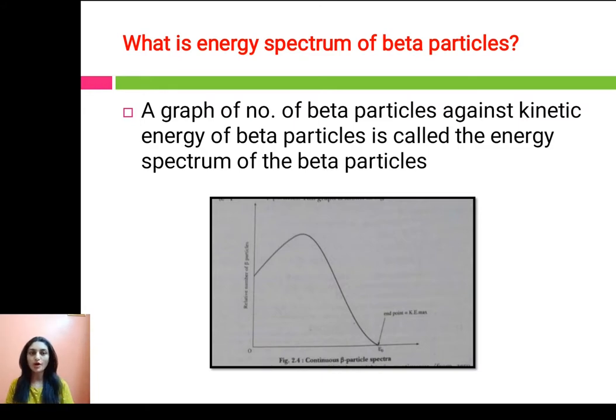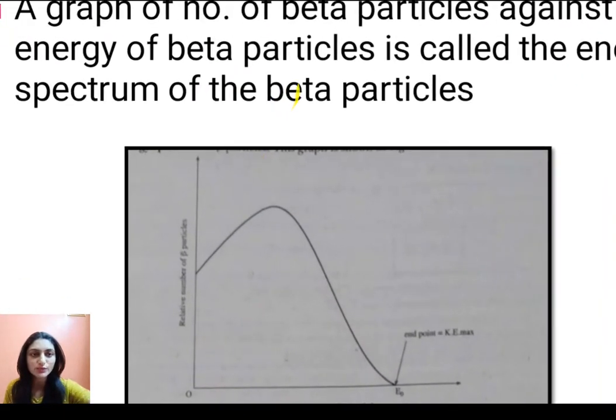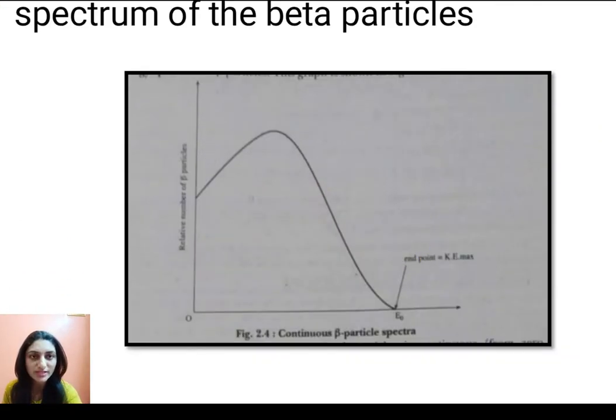So when we plot a graph of number of beta particles against kinetic energy of the beta particles, whatever graph we get, that we call as energy spectrum. So here you can say that we have plotted energy on the x-axis and number of beta particles on the y-axis.